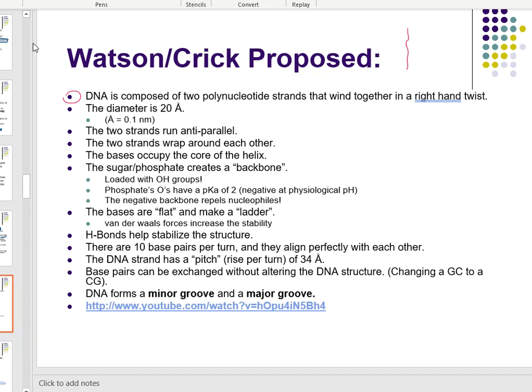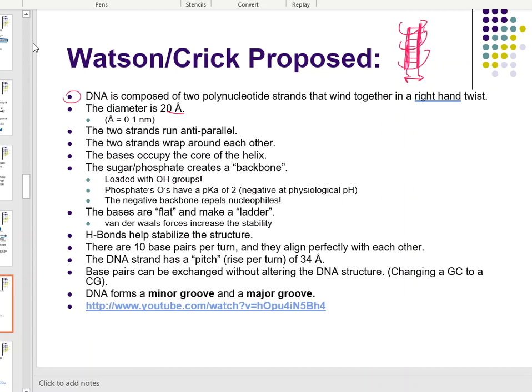All right, so up here, here's strand 1 and here's strand 2. And these two strands wind together in a right-hand twist. So basically what we're saying is that if this is a ladder and the bases are kind of here in the center, that this DNA will wrap around itself and it will twist all the way from beginning to end. And it's a right-hand twist. The diameter is 20 angstroms, so we're talking about the width, of course, of the DNA strand.